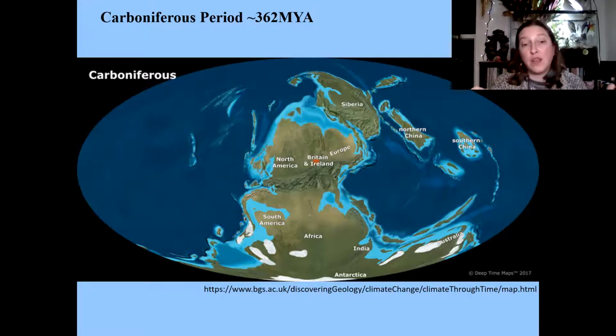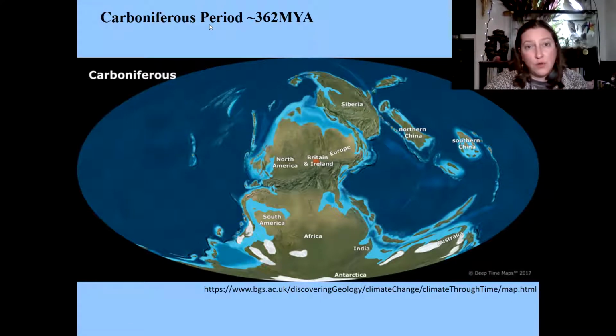Like they're all moving. In fact, right now, the continent that has India on it is colliding into the continent that has the rest of Asia. And that is what's causing the Himalayas to continue to grow taller and taller as those plates collide. Anyways, if we were to go back around 360 million years ago and look at the Earth, this is where the continents would have been.